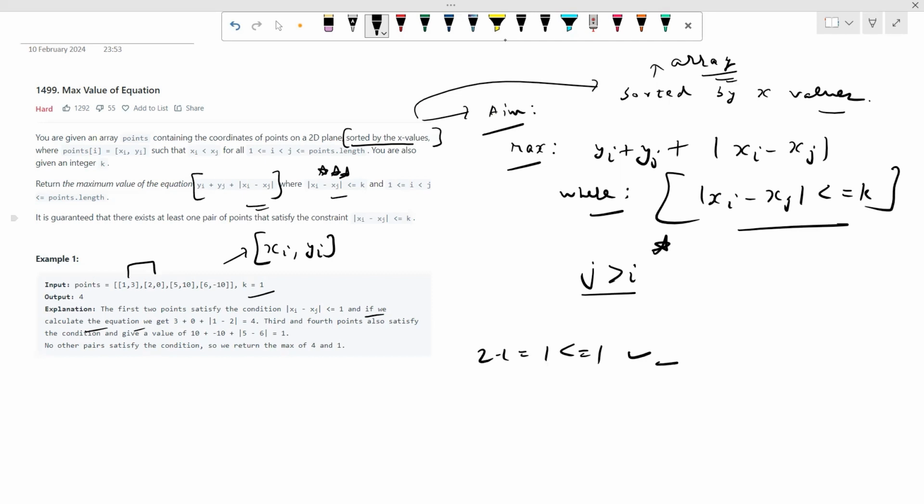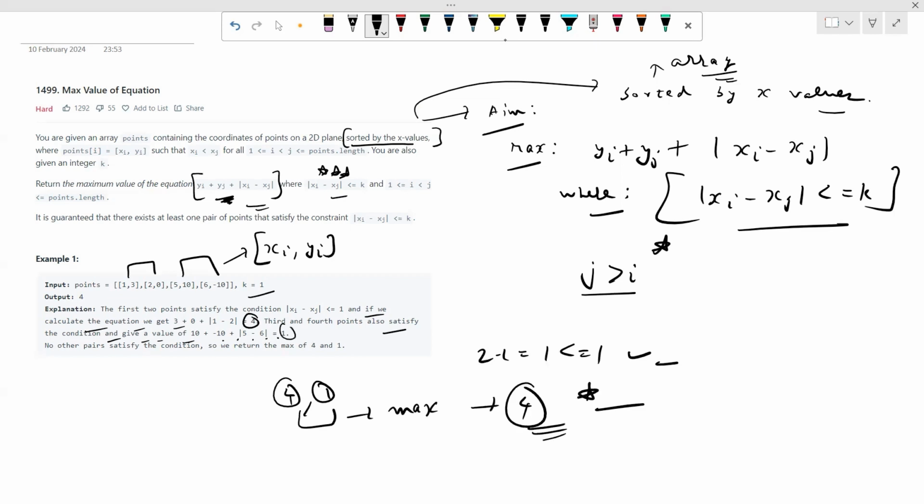If we calculate the equation, we need to calculate the value of yi plus yj plus absolute difference of xi and xj, which will be equal to 3 plus 0 plus 1 minus 2, equal to 4, right? And the third and fourth points also satisfy the condition. These 2 points give us a value of 10 plus minus 10 plus 5 minus 6, which will ultimately equal 1. Out of these two values, we just need to take the maximum value. So the maximum would be 4. We just need to return this as our answer. So our main goal is to maximize this equation by following these two constraints, right?